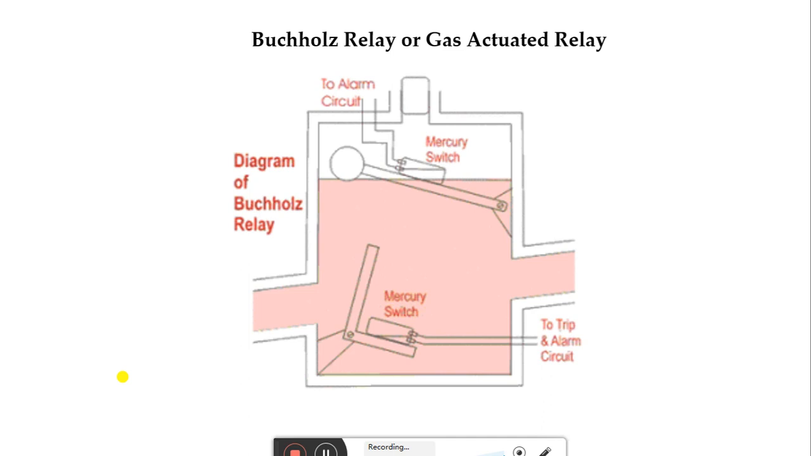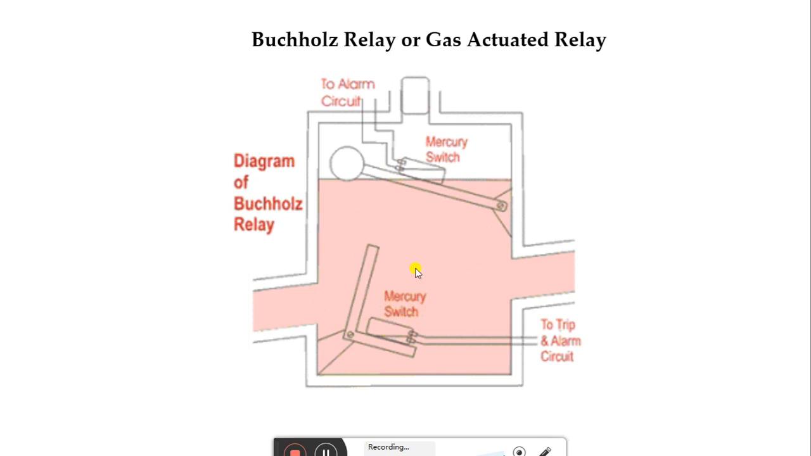relay. Here the diagram has been shown, the complete relay system diagram of the Buchholz relay, or also called the gas actuated relay, because this relay is actuated due to the formation of gases, that's why it is also called the gas actuated relay. Now what we see here is the mercury switch. This is the mercury switch, and at the bottom there is also a mercury switch.